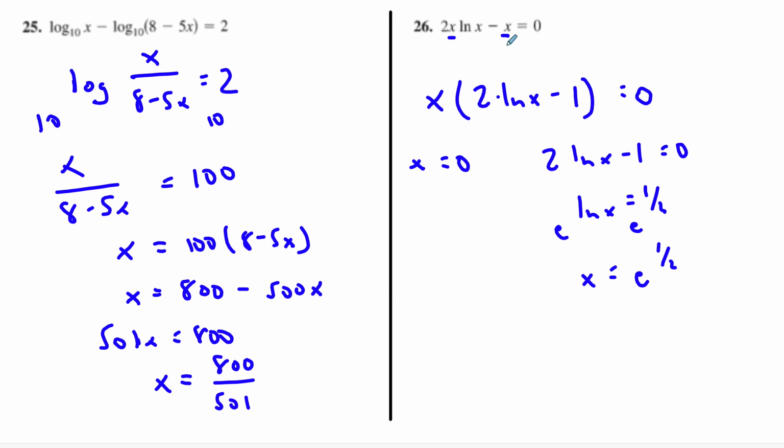Now, this is a natural log equation, so we've got to go back and figure out if we're going to have an extraneous solution. So, can we take the natural log of 0? Wait a second, I don't think we can. Because if we take the natural log of 0, in other words, is there a way to take e and raise it to a power? No. So it turns out that this is an extraneous solution. So we ignore it, which means our final answer is just e to the 1/2.